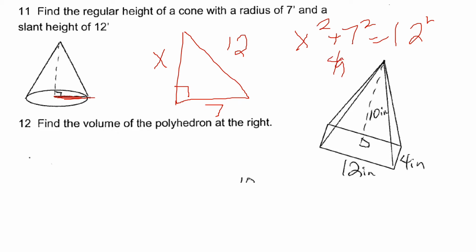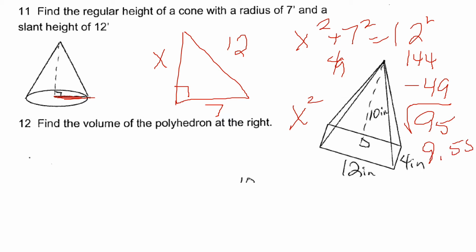That's 49, that's 144. We're going to subtract the 49 and get 95. So final step, x squared equals 95, so you square root it. And that works out to 9.75. Number 11.